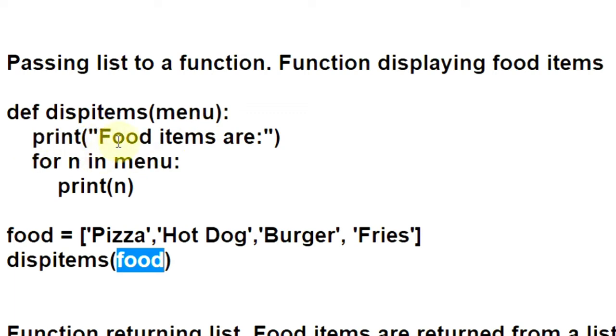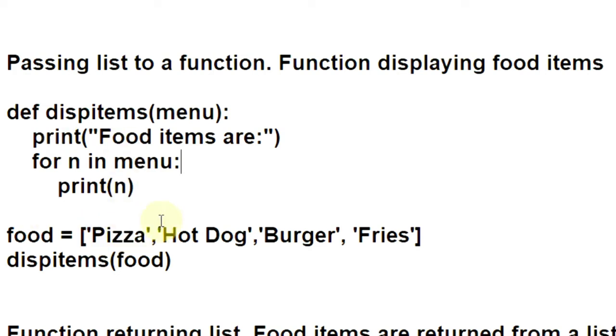You will get the message on the screen, food items are, and here for displaying the list items we are using the for loop with the in keyword. What does this in keyword do? All the list items which are in the menu parameter, one by one will be assigned to this variable n. It can be any variable, right? Like the first list element, pizza, will be assigned to this variable n. The for loop will be executed, that is, pizza will be displayed on the screen.